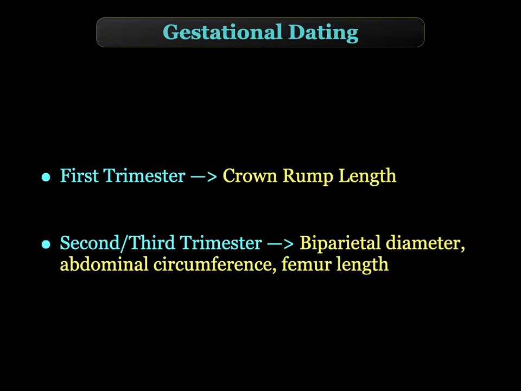In the second or third trimester, babies are generally too large for the crown rump length measurement, and you have a couple of different options. These include taking a measurement of the biparietal diameter, the abdominal circumference, or the femur length. Of these three measurements, my preferred option is the femur length. This is one of the easier ways to calculate gestational dating or gestational age in the second and third trimester.